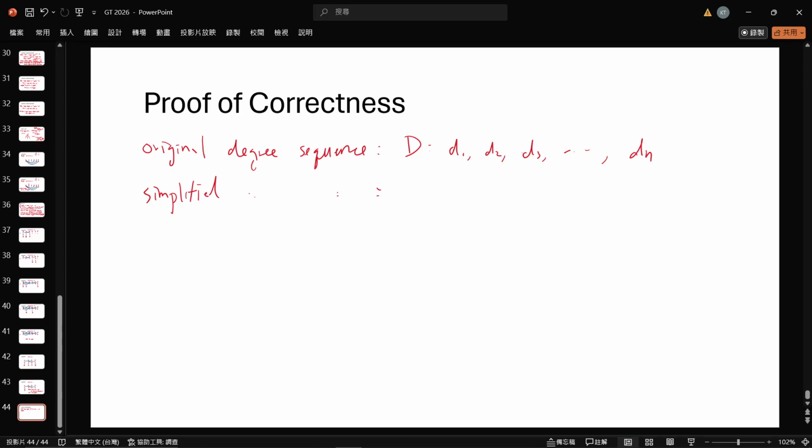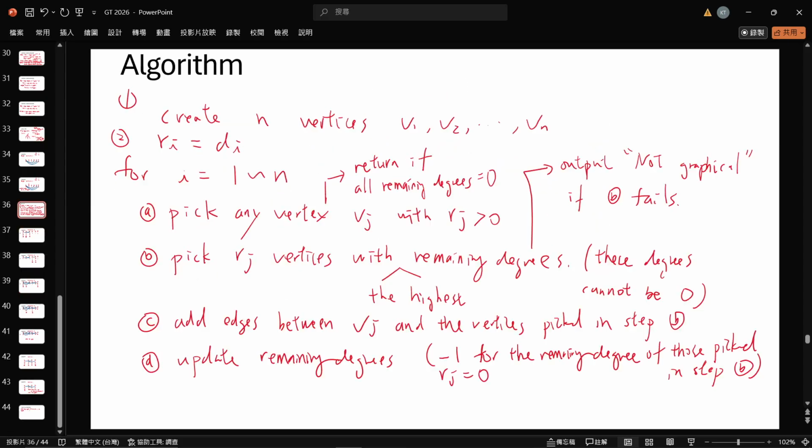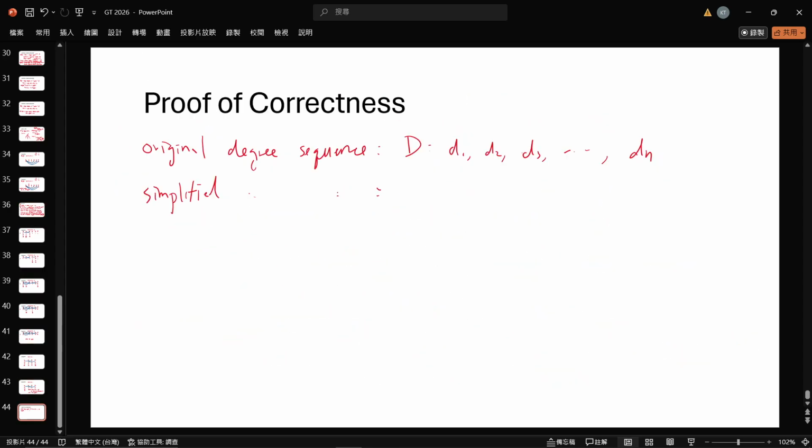Now for this proof, I will assume that in step A, we always choose the vertex with the highest degree, okay? So recall that for our algorithm in step A, we can pick any vertex, okay? But for the ease of presentation of the proof, I will assume that this vertex is the one that has the highest degree. And also, I will assume that the original degree sequence is in non-increasing order, which means D1 is the largest, D2 is the second largest, and so on. So Dn is the smallest.